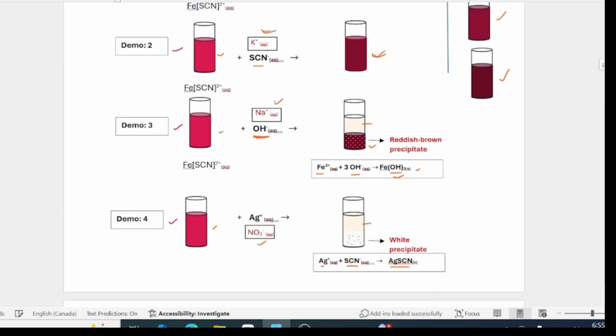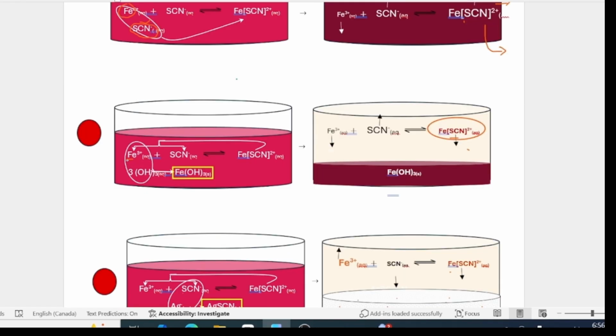How do we explain these color changes? In this case, the hydroxide ions were able to reduce the concentration of iron 3 ions by locking them off in the form of a precipitate of iron 3 hydroxide. So effectively, we have removed iron 3 ions from the solution.